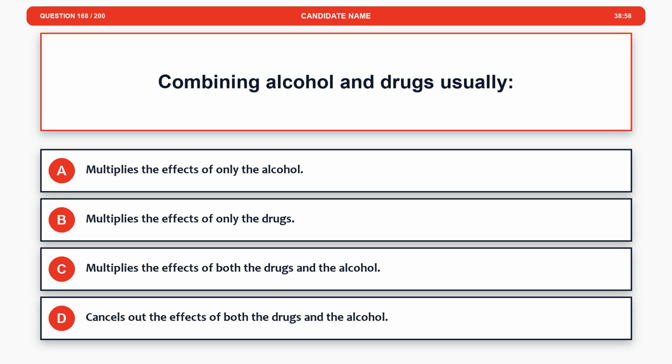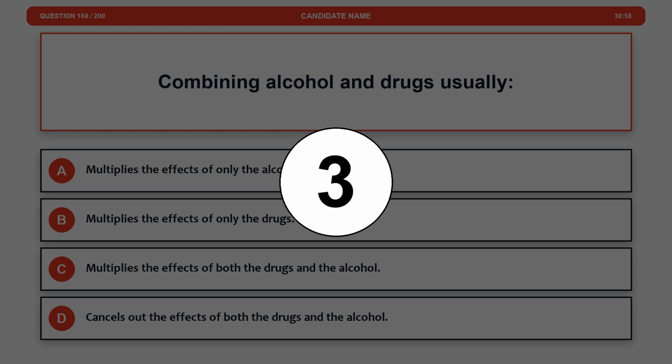Question 168. Combining alcohol and drugs usually. Option A, multiplies the effects of only the alcohol. Option B, multiplies the effects of only the drugs. Option C, multiplies the effects of both the drugs and the alcohol. Option D, cancels out the effects of both the drugs and the alcohol.